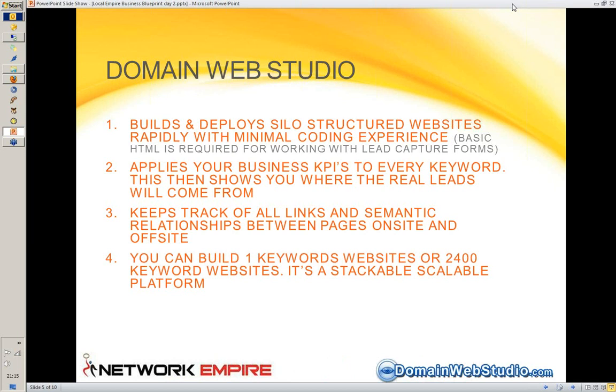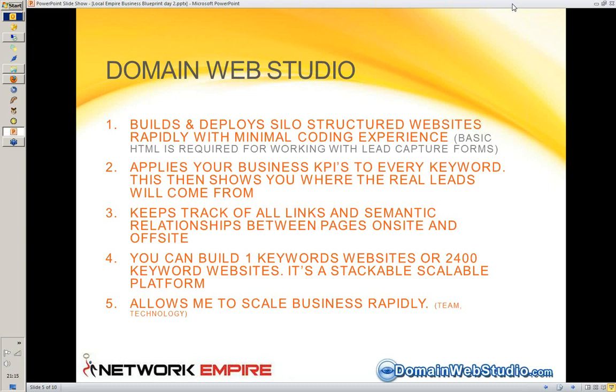Now with the suite, we can build one keyword, or we can build a website with 2,400 plus keywords. It's a stackable, scalable platform. It merges and moves with whatever you want to do. So it's not a rigid platform where it can only do one thing. It's almost like putty. You can merge it and mold it to do whatever you want. And DWS allows me to scale my business rapidly.